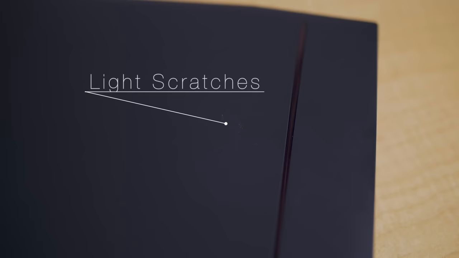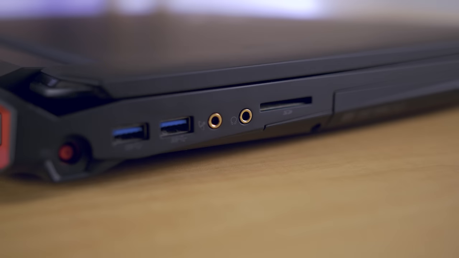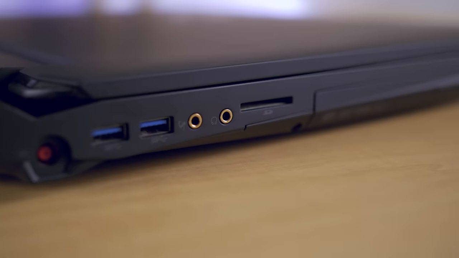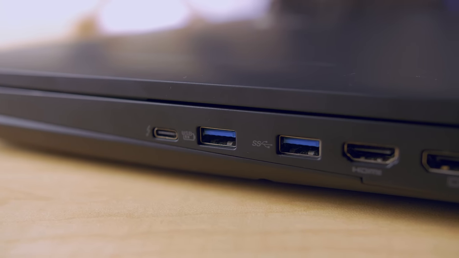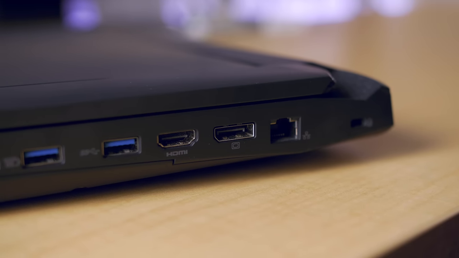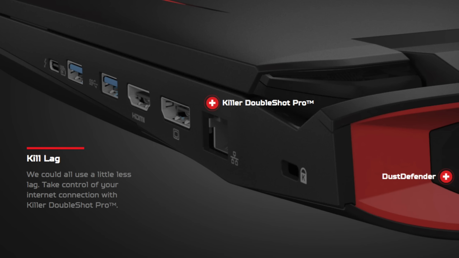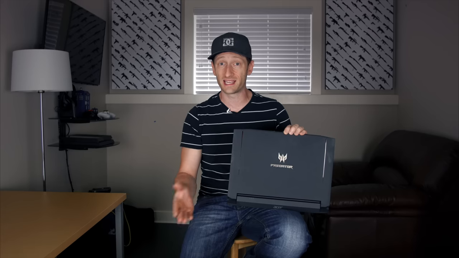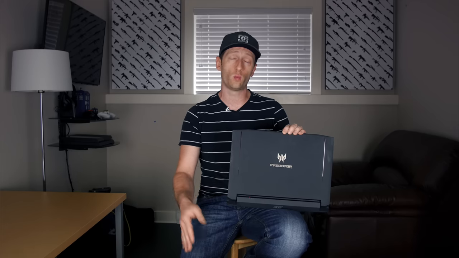On the left, we've got two USB 3.0 ports, mic and headphones ports, and an SD card slot. On the right, we've got a Thunderbolt 3 port, another two USB 3.0 ports, HDMI and Mini DisplayPort, and a network port, which works nicely with the Killer wireless AC 1535 802.11ac Wi-Fi that allows you to do things like split your bandwidth between your wired and wireless connections.